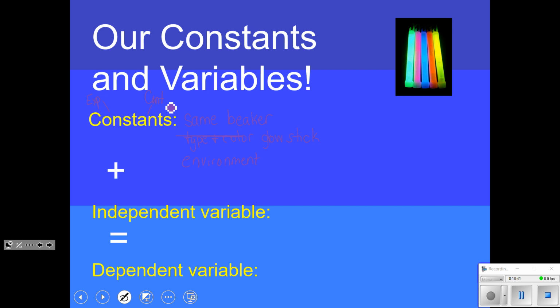Okay? So our constants plus, now we're focusing on our experimental setup. Our constants that are in our experimental setup, same beaker, same type and color of glow stick, same environment, plus what we add to that, our independent variable, what we're testing, is our heat.